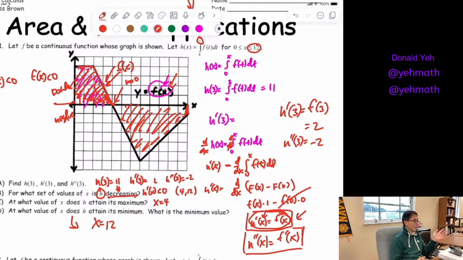So the minimum value. What's the minimum value here, though? What's the difference between this question and this question? When does h attain minimum, and what is the minimum value? What's the minimum value in this case? Minus 1? No. The minimum value is not minus 1. It's the lowest y value. So what is the y value?